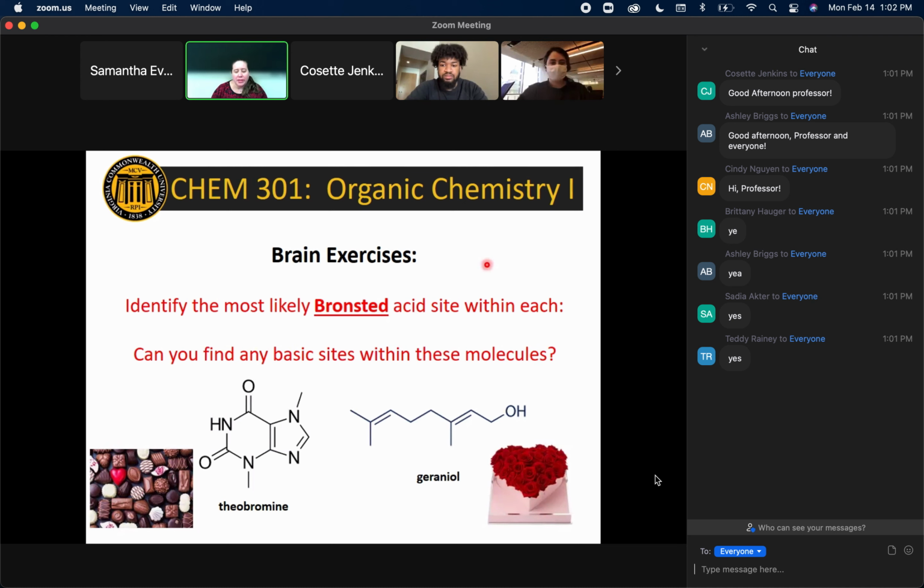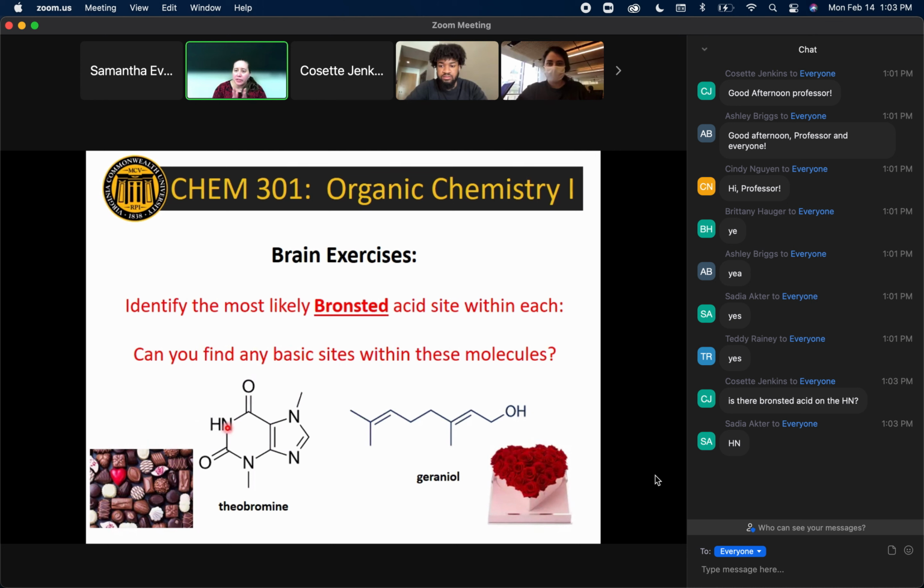Okay, so what do we think about theobromine, this molecule on the left, which is a major component in chocolate, and is also really closely related to caffeine? It's structurally very similar to caffeine. What's the site that's most likely to act as a Bronsted acid? Yeah, perfect. This hydrogen atom right here that's attached to the nitrogen can act as a proton. It's an acidic site on this molecule.